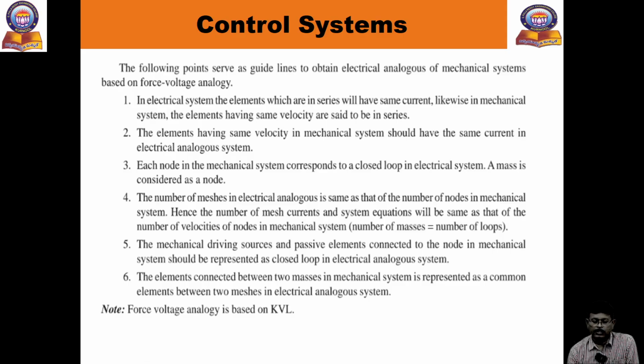Mechanical driving sources and passive elements connected to a node in the mechanical system will represent a closed loop in the electrical analog system. The element connected between two masses in the mechanical system becomes the common element between the two meshes in the electrical system. These are simple points we can remember while doing problems.